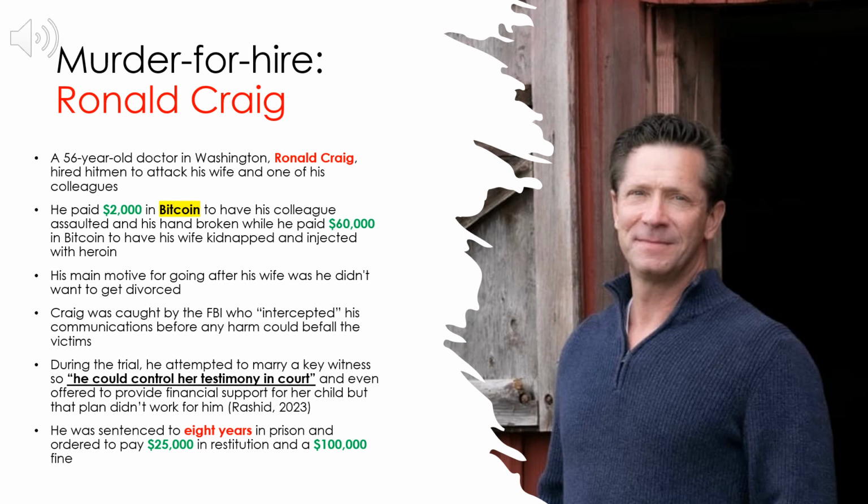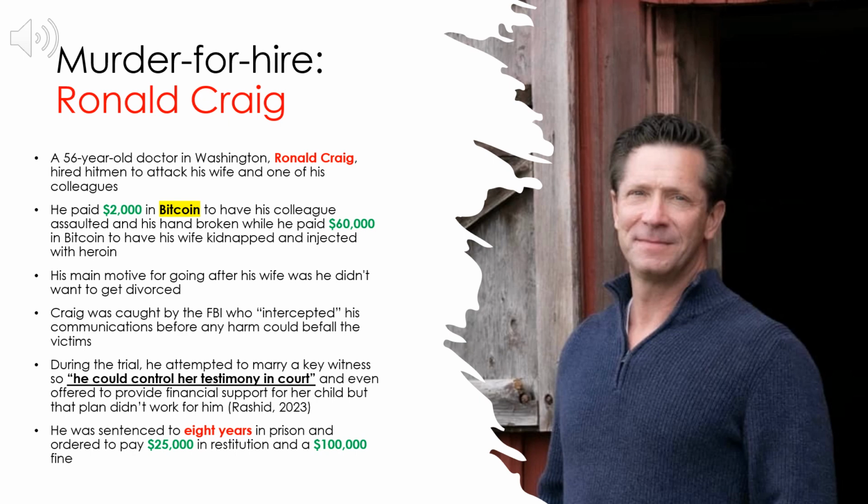With the case of Ronald Craig, a 56-year-old doctor in Washington, he hired a hitman to attack his wife and one of his colleagues. He paid $2,000 in Bitcoin to have his colleague assaulted and his hand broken, while he paid $60,000 in Bitcoin to have his wife kidnapped and injected with heroin. His main motive for going after his wife was that he didn't want to get divorced, and he wanted her to drop the divorce proceedings.